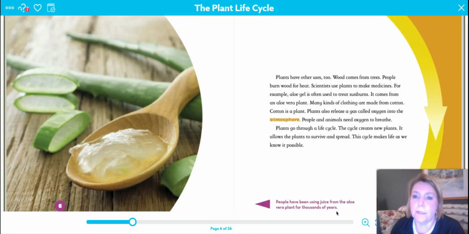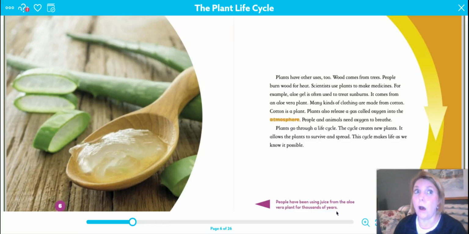So thinking about how plants have been used for a long, long time. In my mind, I'm visualizing a tree, and I'm thinking about how you can get lumber from a tree. You can build houses with that lumber. You can use that lumber to burn and have a campfire and heat from the campfire. I'm thinking about also the cotton plant and how you can make cotton shirts from that cotton plant.